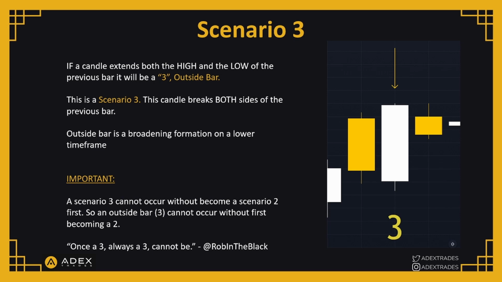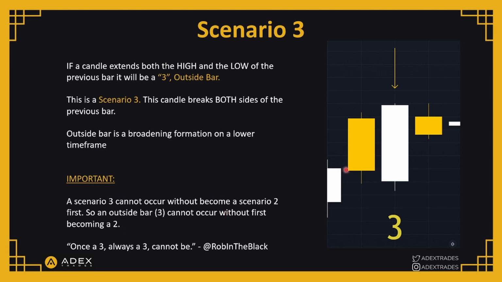Rob likes to say, or one of the Robisms is that once a 3, always a 3 cannot be, right? So once you see a 3, it's present. You know what happened. One side is aggressive and you can play it as an actionable signal. What's important about 3s is that a scenario 3 cannot occur without becoming a scenario 2 first. So an outside bar cannot occur without becoming a 2.